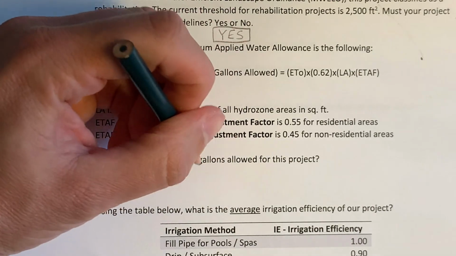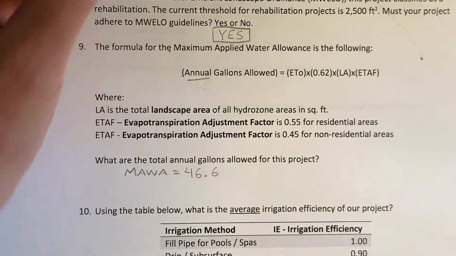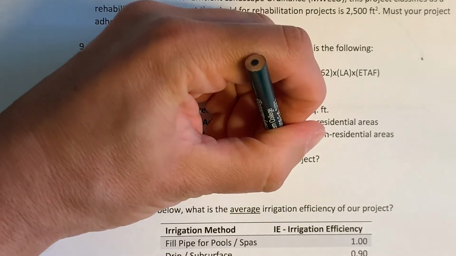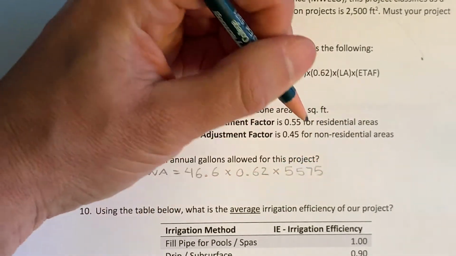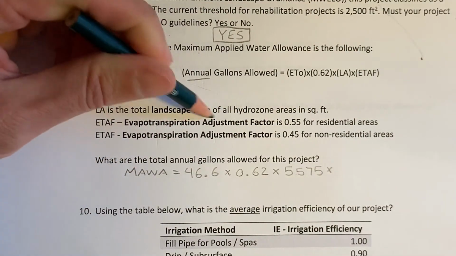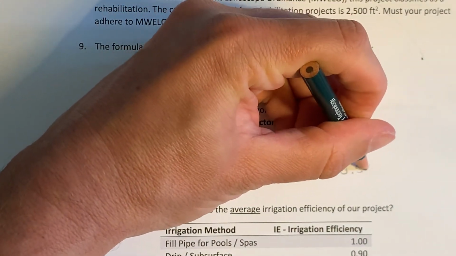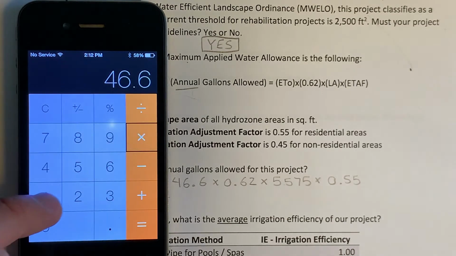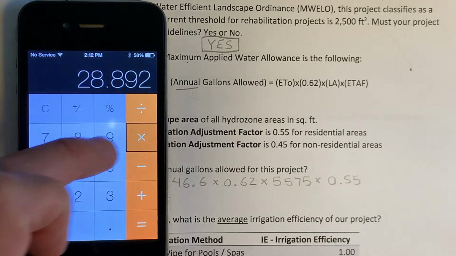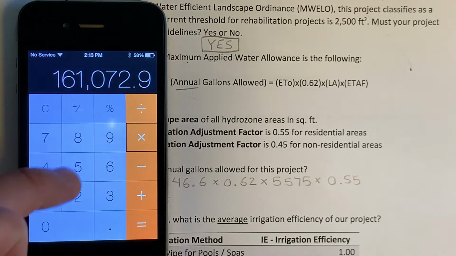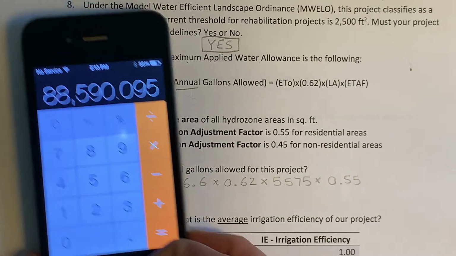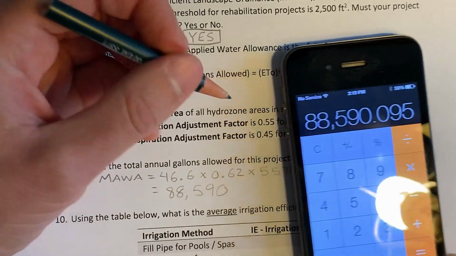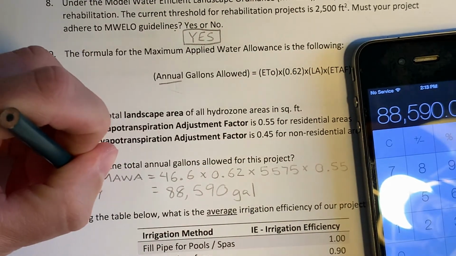So our ETo, 46.6 for the year, times the conversion factor, times our landscape area, times our evapotranspiration adjustment factor for residential of 55%. 88,590 gallons per year.